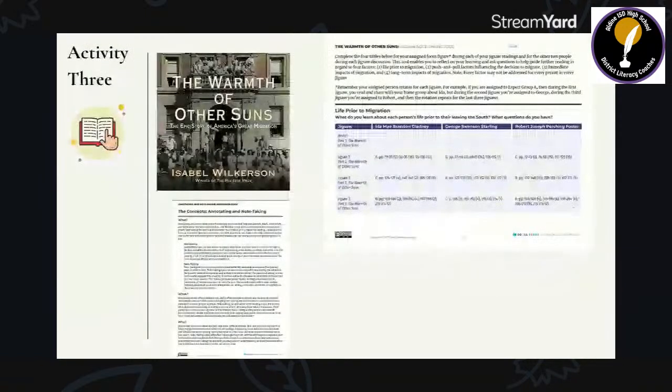This lesson concludes with students reading pages 36 through 46 and 89 through 94 in Part 2 of The Warmth of Other Suns, and annotating the text with reference to the push factors that encouraged people to leave the South and the pull factors that encouraged people to move north and west.